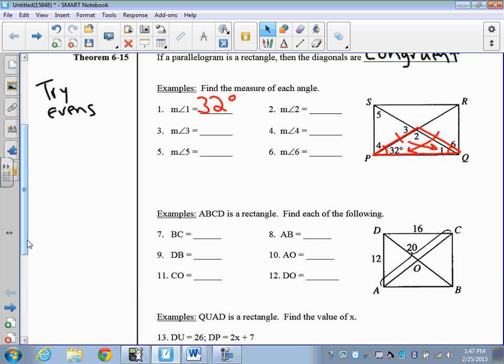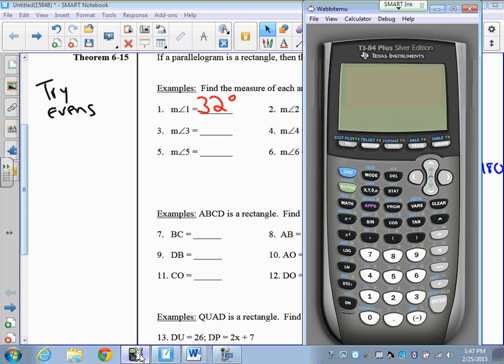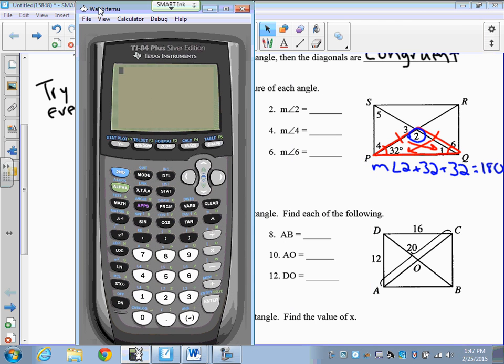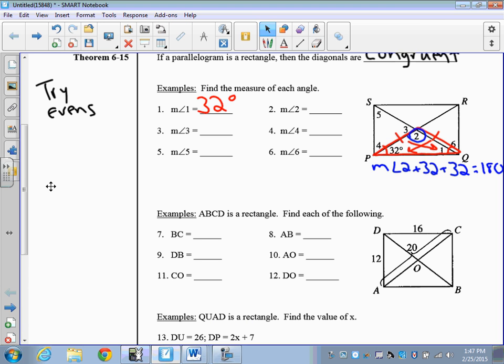The next problem asks us for the measure of angle 3. To solve this one, it's probably easiest to find angle 2 first. So the measure of angle 2 plus 32 plus 32 equals 180. So the measure of angle 2 is just going to be 180 minus 32 minus 32, which is 116. So we'll fill that piece of information in also.